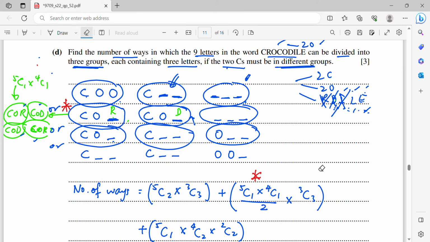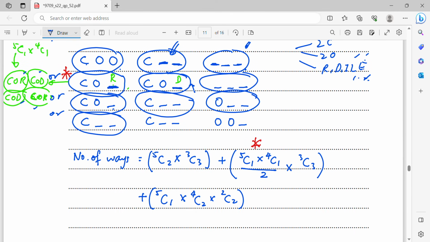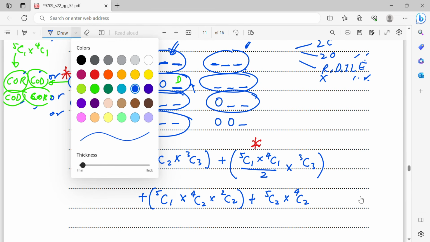Okay. So now the last condition is, the last condition is the first one is C. Then 2 letters from the R, D, I, L, E. So 5C2 followed by, again, 2 groups. The second group, you have 1C and 2 letters from the R, D, I, L, E. Just now, let's say, for example, we have chosen the R. Then you still have 4 more left. So 4, choose 2. Now, this case is same as the second case.